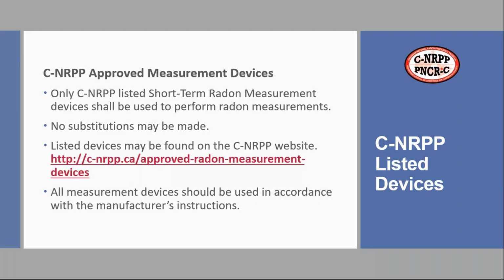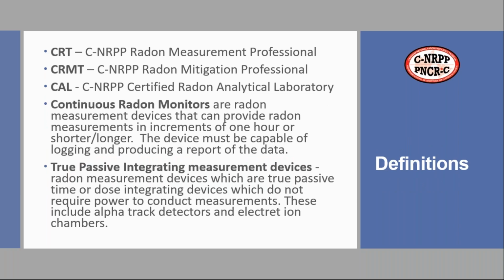An important factor in the use is which devices to use. The C-NRPP approved measurement devices are listed on the C-NRPP website. Only the C-NRPP devices for short-term radon measurements shall be used to perform short-term radon measurements. No substitution should be made. It's important to note that these will be integrating devices. All measurement devices should be used in accordance with the manufacturer's instructions. So over and above the guidance presented in our document, the manufacturer's instructions should be followed.